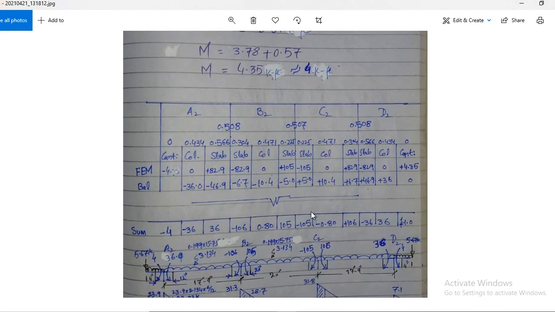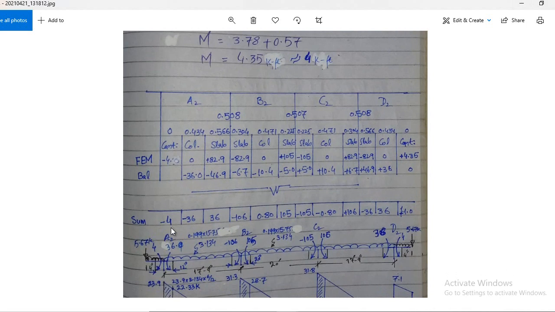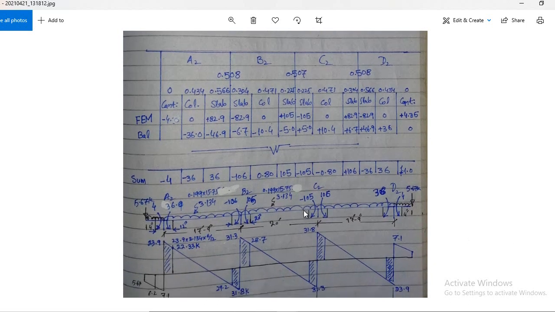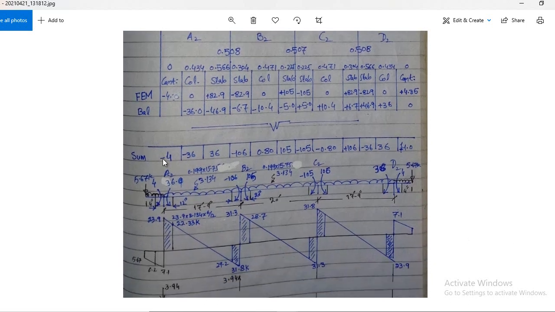Finally we got these movements, right? You see here -4, -36, 36. These are the final movements after the movement distribution table. Now you have to assign these movements to the beam, to the slab.